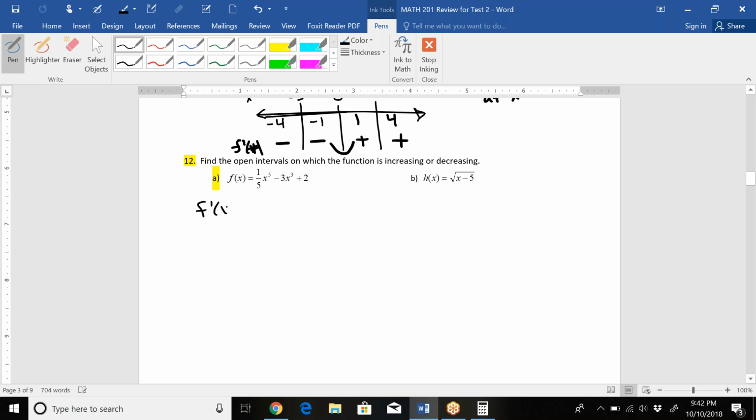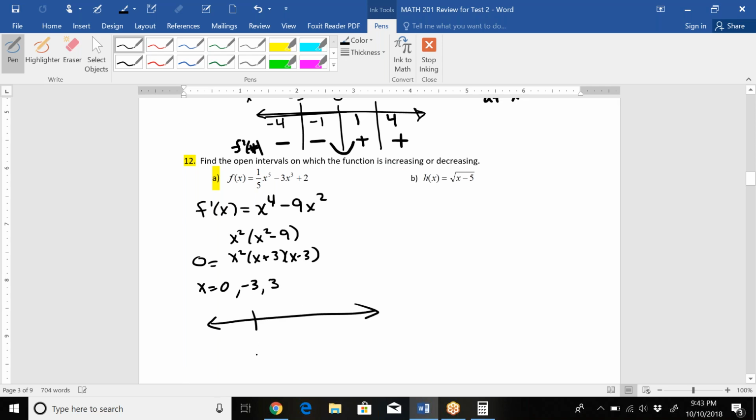This would be f prime of x equals just x, because 5 divided by 5 would be 1, to the 4th, minus 9x squared, and then that would be nothing. We would factor out an x squared, and that would leave us with x squared minus 9. So we get x squared, x plus 3, x minus 3. And we're going to set that equal to 0. So the possibilities are 0, -3, and 3 again.